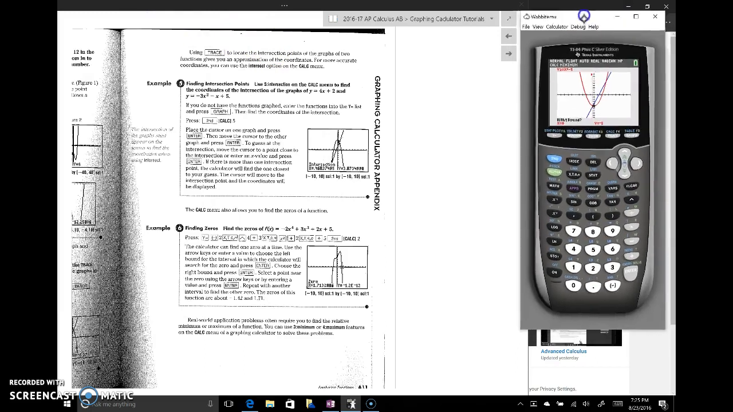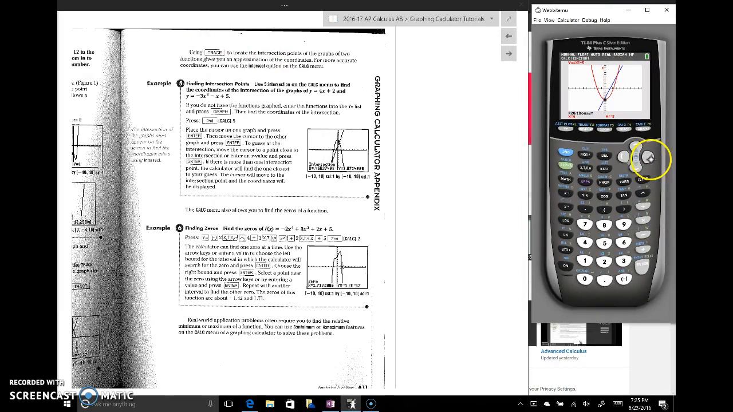It's freaking out on me. And then it asks for a guess. So you're going to move the cursor back to where you think the answer is. Press enter one more time, and that's going to give us our minimum.